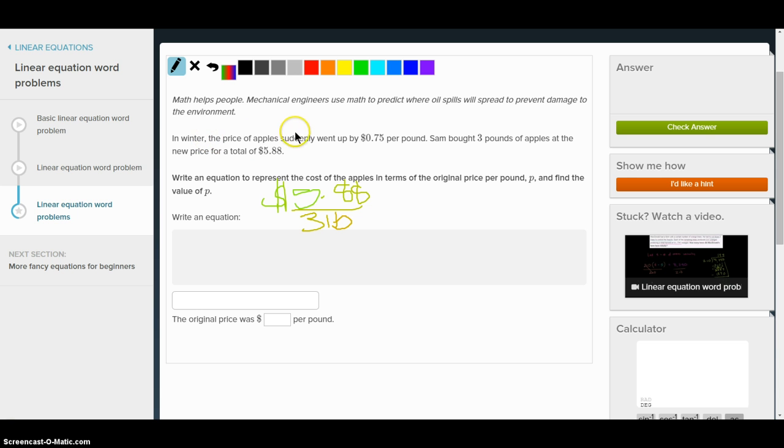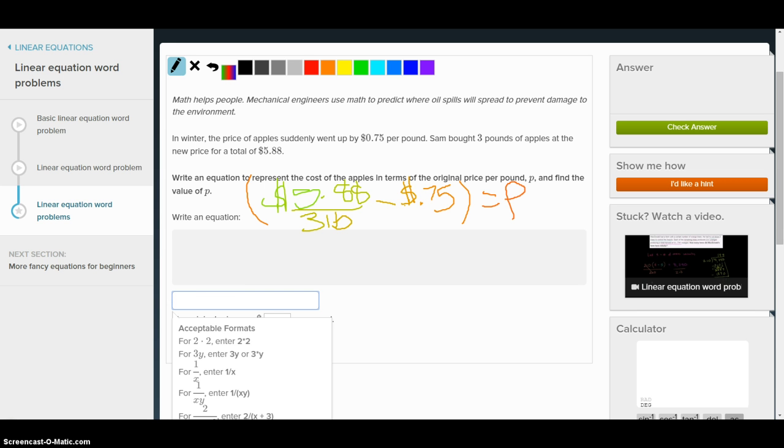Okay, so we also know that in winter the price of apples was 75 cents less, because the price of apples just went up by 75 cents. So if we subtract 75 cents from the current price per pound, then that's going to give us the original price per pound, and that's denoted by P.